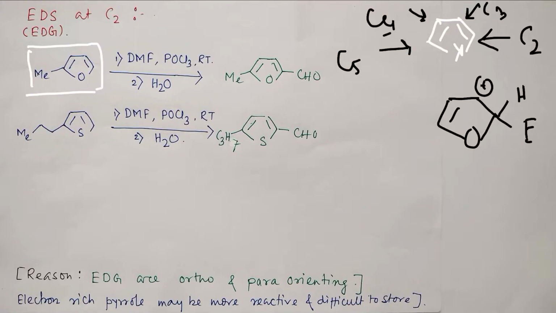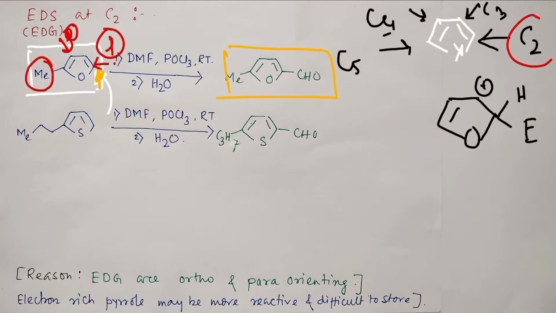And another thing, we know this methyl group is ortho-para orienting. This ortho-para means what? This is ortho and this is para. So from both the C2 point of view as well as the para point of view, this position is susceptible. Okay, so this position is susceptible. Consequently DMF POCl3 results in aldehyde substitution at this position, C5. I will explain the mechanism after some time.